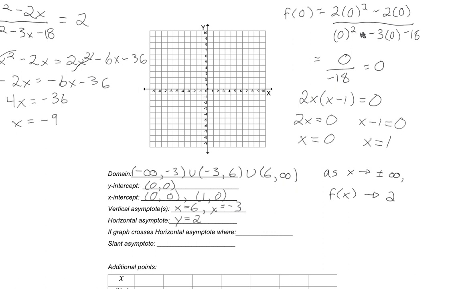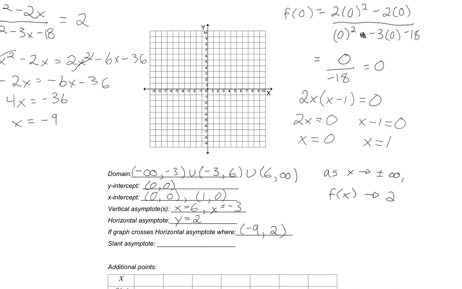So therefore, the function value when x is negative 9 is 2, which is where our horizontal asymptote is. So therefore, our graph will cross our horizontal asymptote at the point negative 9, 2.